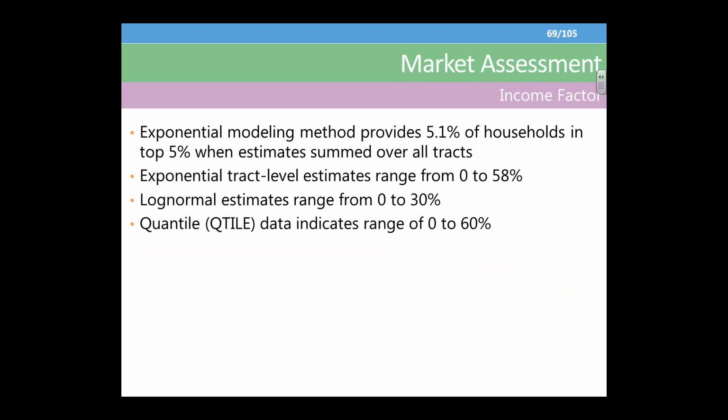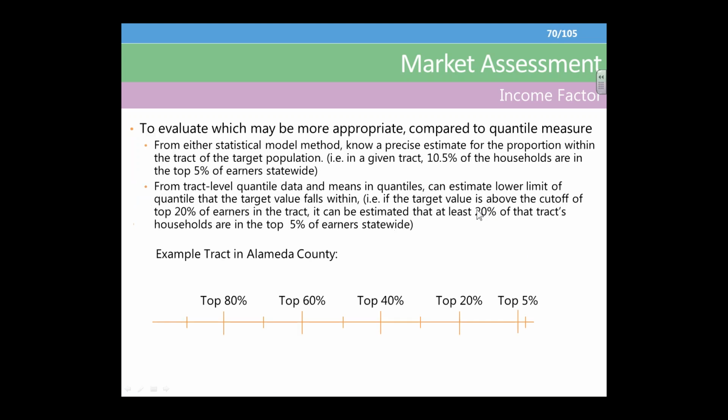In addition, the range of the quantiles, where the range of how many households on each tract are at this cutoff or above, was closer to the original data. The range was between 0 and 58% when you use an exponential model. It was only 0 to 30% when you use a log normal, and from the data that was not transformed at all, it should be 0 to 60. So this was a much better match.